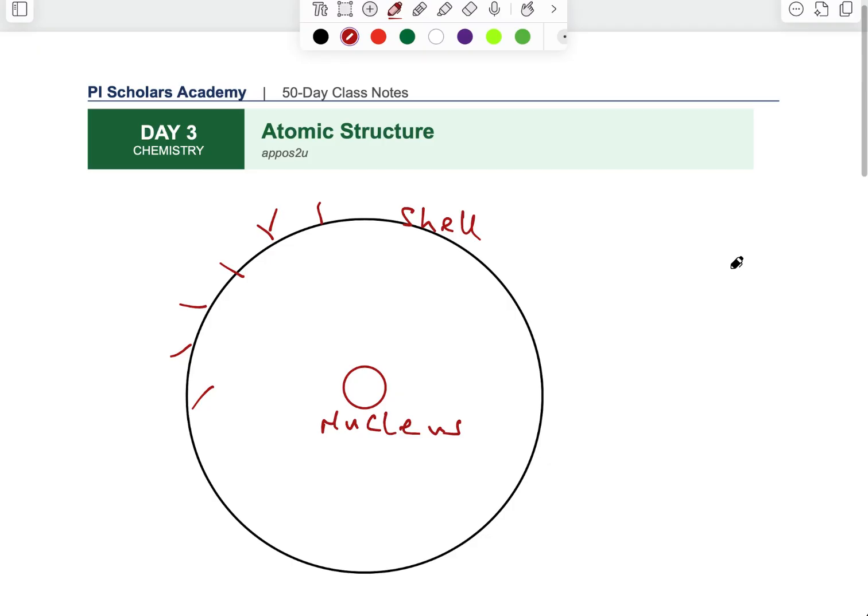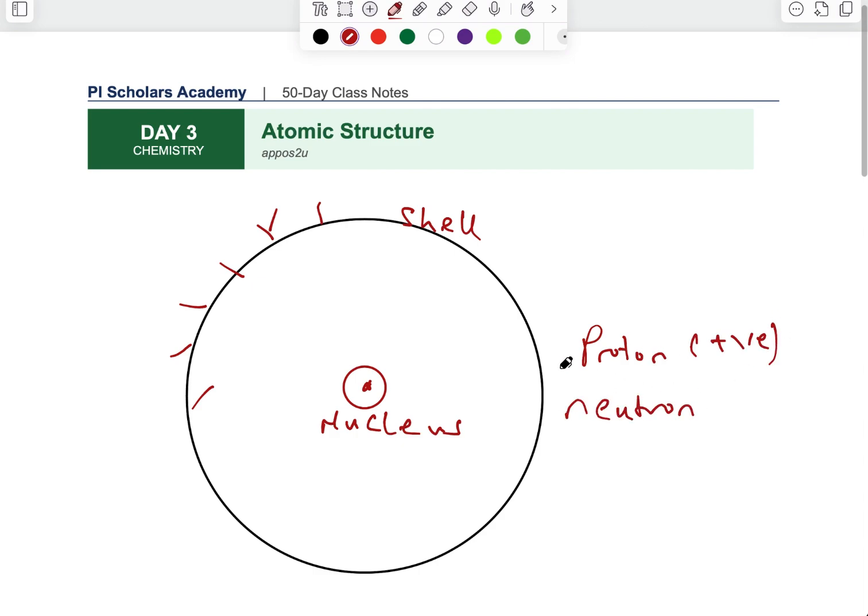Now, protons and neutrons are present in the nucleus. They are present in the what? In the nucleus, and that's why we call them the nucleons. Now, the proton is positively charged. Note, proton is positively charged.